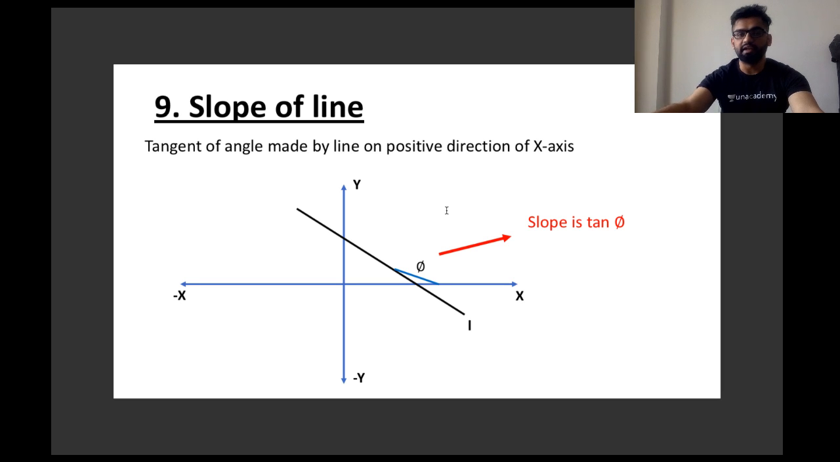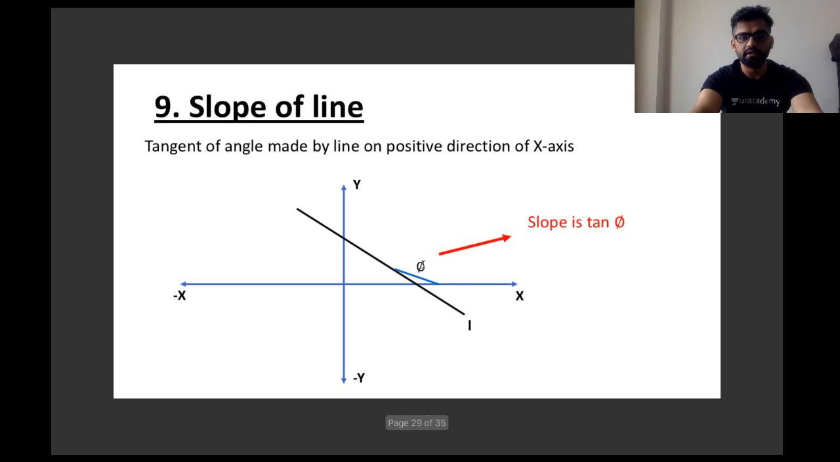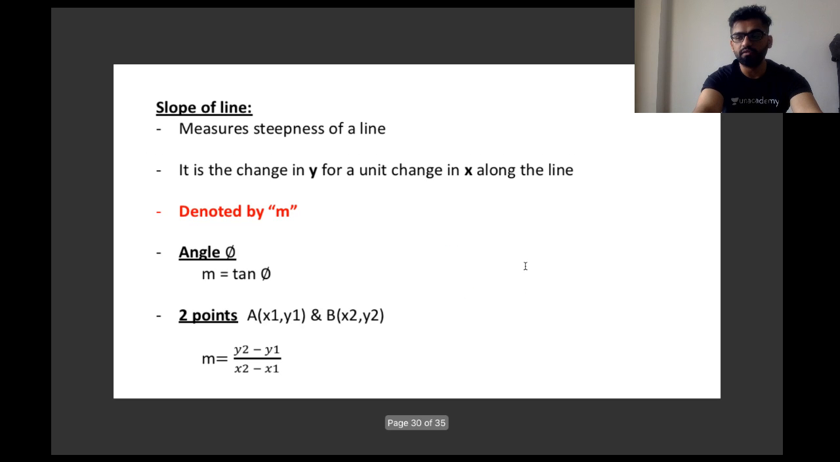Slope of line is a tangent of angle made by line on positive direction of x-axis. For example, you see this line on the screen, right? The angle this line is making with the positive direction of x-axis, उसका अगर आप tangent लेंगे, tan लेंगे, is going to be your slope of this line. तो स्लोप ऑफ लाइन मेजर्स द स्टीपनेस ऑफ अ लाइन, कितना टेढ़ी या कितनी सीधी है लाइन एज कंपेयर टू एक्स एक्सिस. It is a change in y for a unit change in x along the line. It is denoted by small m. Angle theta, that is your tan of this angle theta is going to give you the slope of the line.